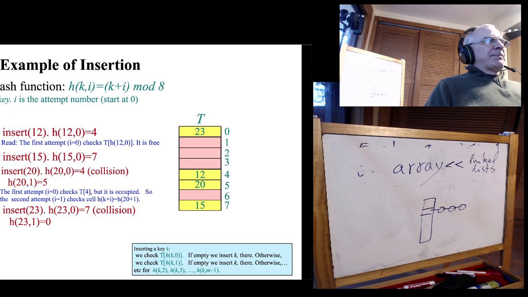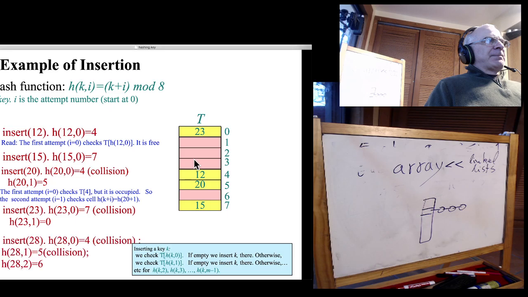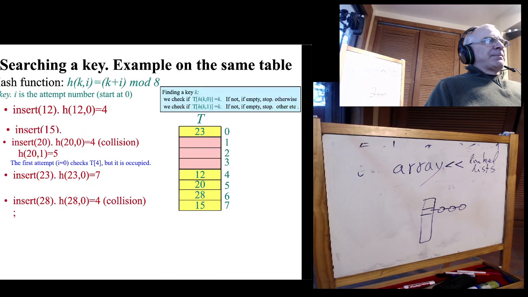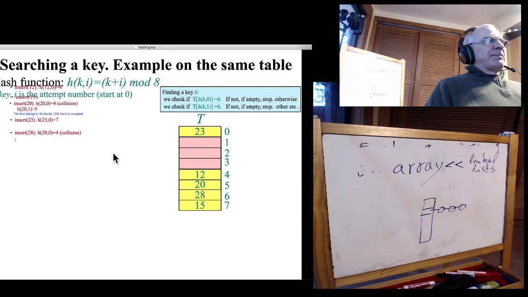Insert 28. 28 will try to be inserted here. Collision. So it will be inserted right here. And now let's look at the table after this whole sequence of insertions. Any questions so far about the insertions? Everybody is good with the insertions?